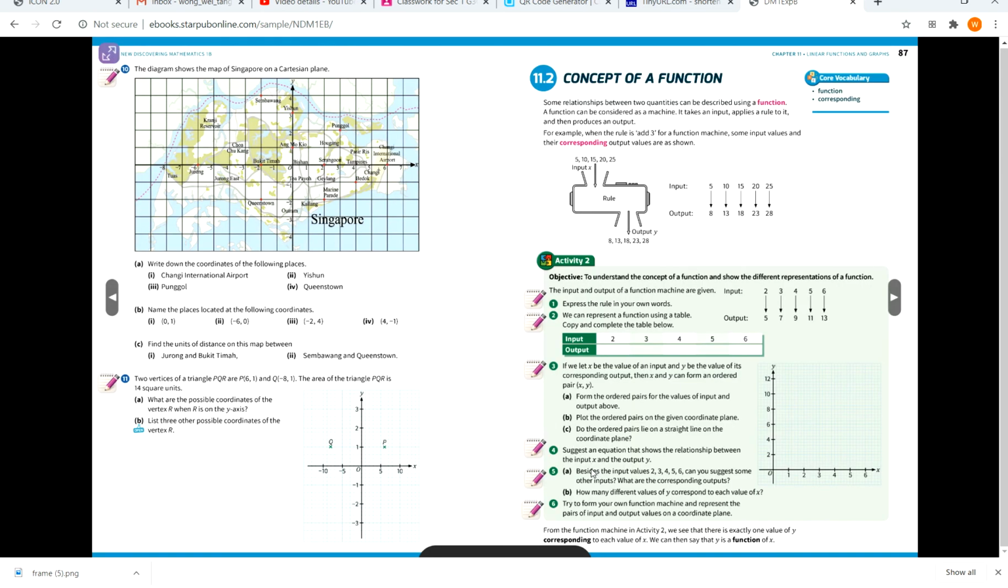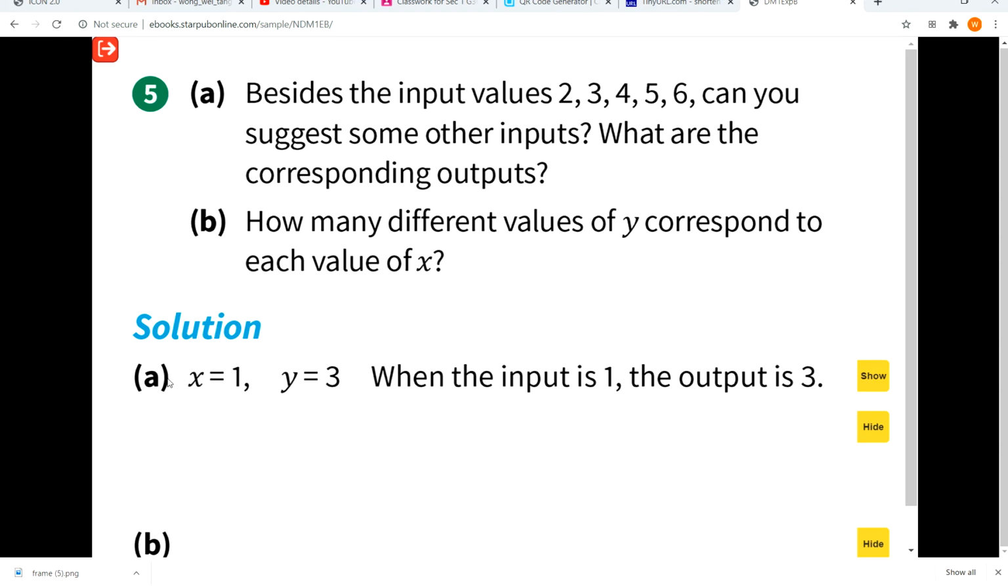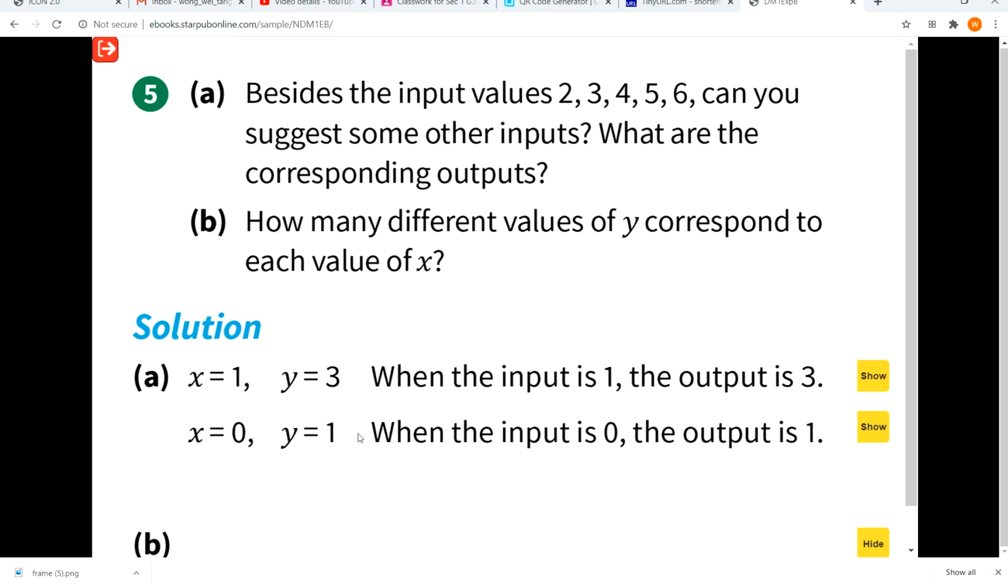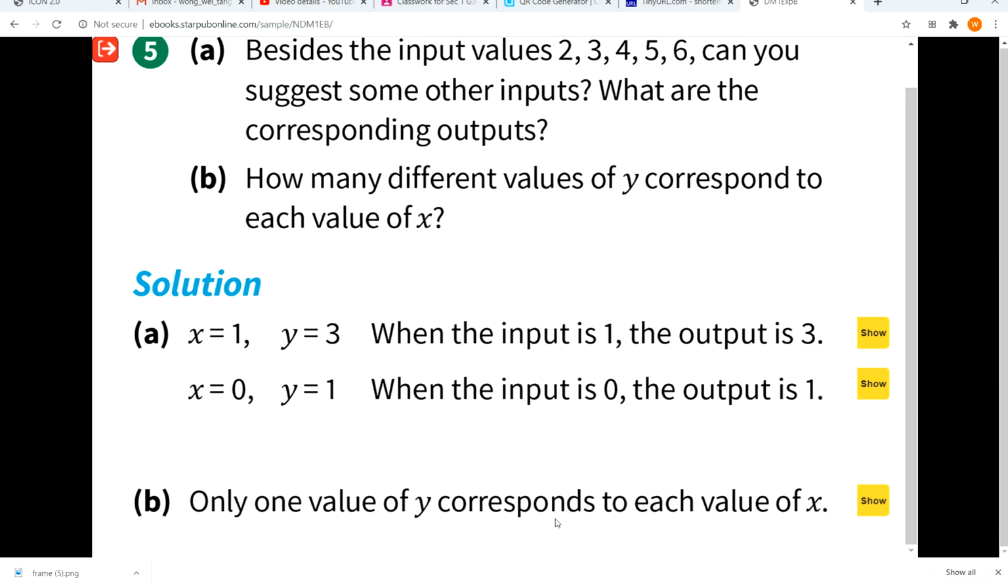The final question, 5. Besides the input values of 2, 3, 4, 5, 6, can you suggest other inputs? So definitely we can. Then we need to find out the corresponding outputs. This is an open question. For example, when x equals 1, y will be equal to 3. When x equals 0, y will be equal to 1. We can obtain this information either through calculation or we can get it from the graph. So how many different values of y will correspond to each value of x? In this case, we only have one value of y corresponding to each value of x. So given a certain input, you will get a unique output.